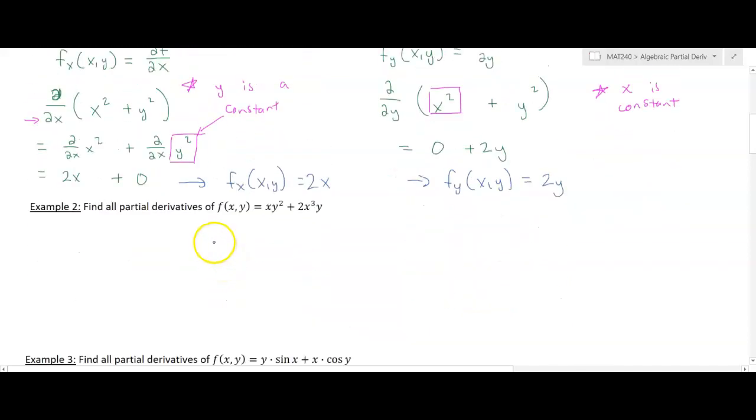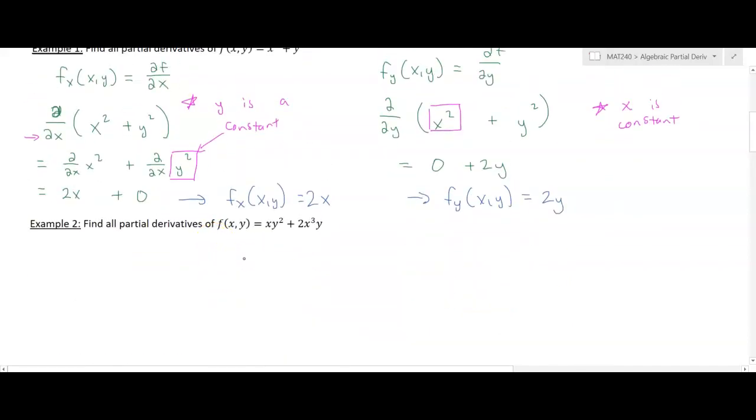Now let's take a look at a more dynamic looking one. Here again, we're going to have as many partial derivatives as we have input variables. So all we need to do is look at how many variables there are in our equation. There are 2. Therefore, we're still going to have the partial with respect to x of f of x, y, and again, you could write that as df dx. So we want to take the derivative with respect to x of the expression x times y squared plus 2x cubed times y.